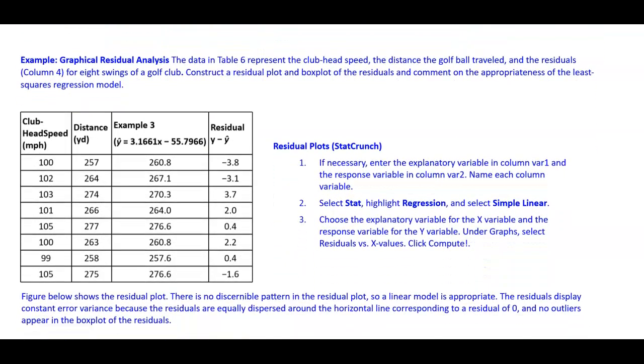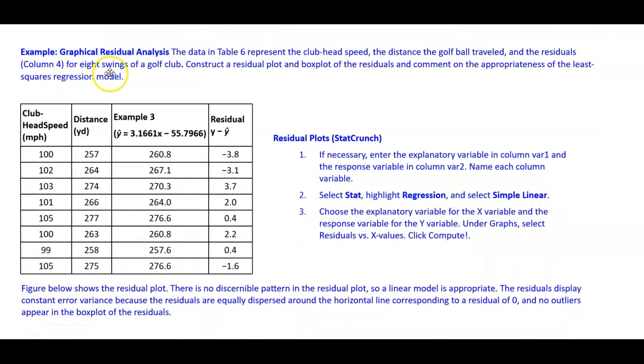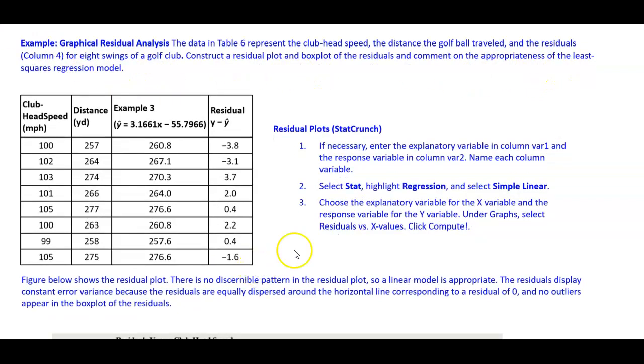So the example is telling us the following. It says graphical residual analysis. The data in the table below represent the club head speed, the distance the golf ball traveled, and the residuals, which is in column 4, for 8 swings of a golf club. Now, construct a residual plot and box plot of the residuals and comment on the appropriateness of the least squares regression model. Okay, so let's follow the instructions for the residual plots.